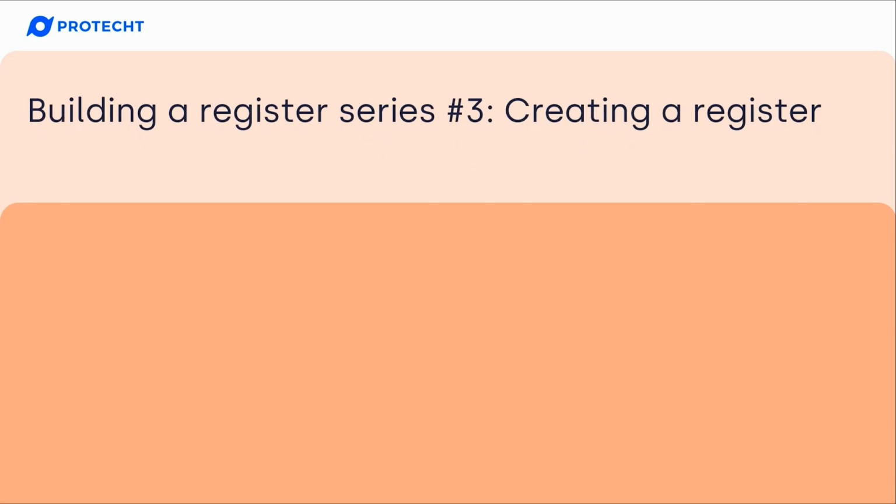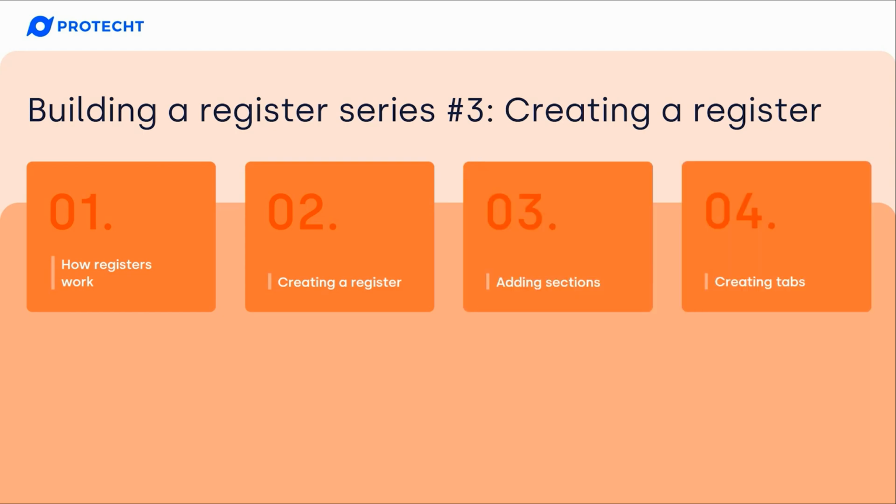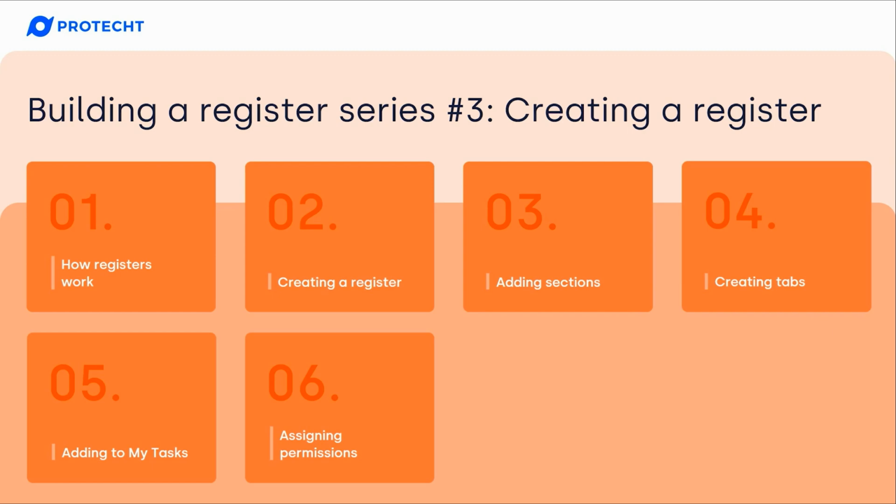Here's a breakdown of what this video will cover. First, we'll have a refresher on how registers work. Then we'll create a register and then add sections to the register. Next, we're going to create some tabs. And then we'll add the register to My Tasks. And finally, assign permissions so our users can see the form.